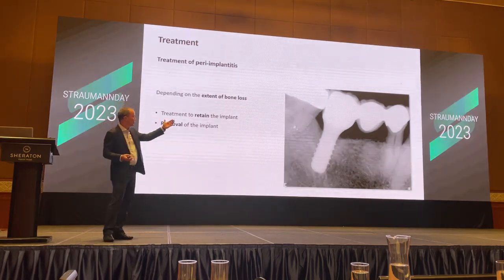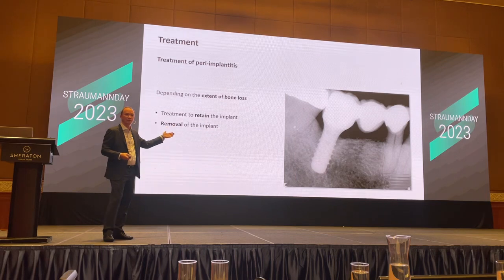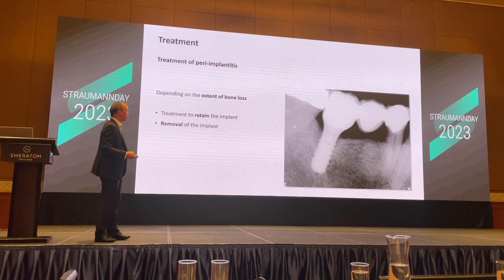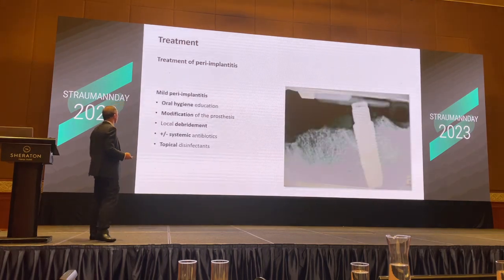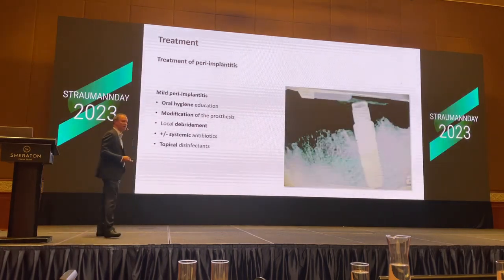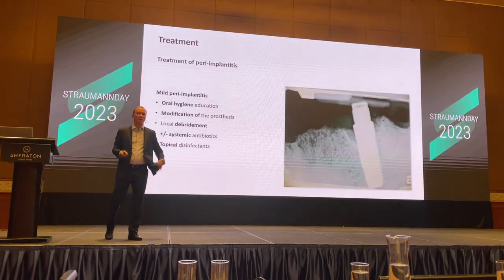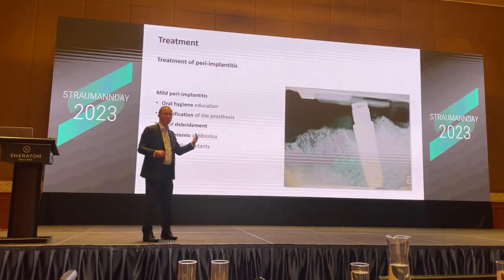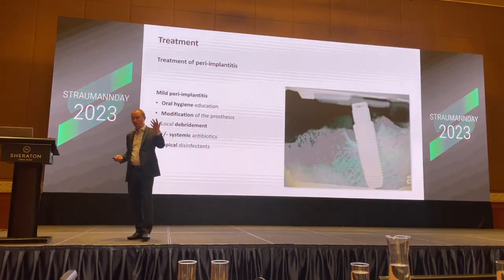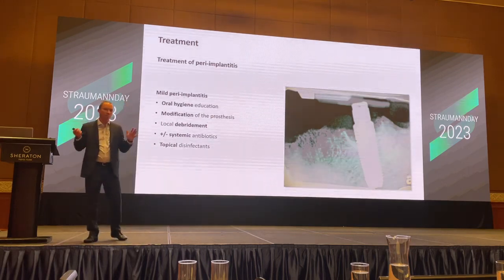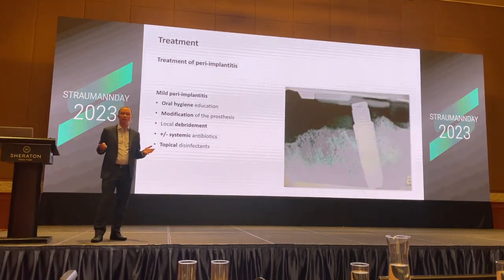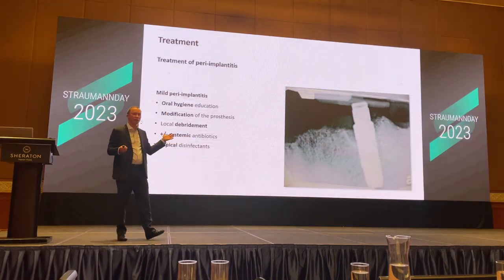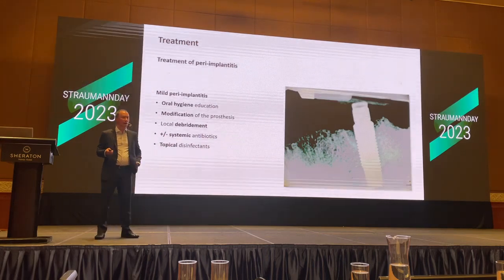Here we have a tooth to implant prosthesis, cemented. So there's no way I can take the prosthesis out. We have to treat this with the prosthesis in position. So the treatment of early peri-implantitis: oral hygiene education, if necessary, modify the prosthesis to make it more cleanable. Local debridement under local anesthesia with titanium curettes, with air powder cleaning. Sometimes we think about systemic antibiotics. I'll only consider that if I see suppuration, and then topical chlorhexidine gels as a follow-up to manage this.